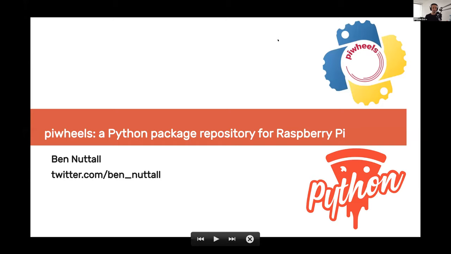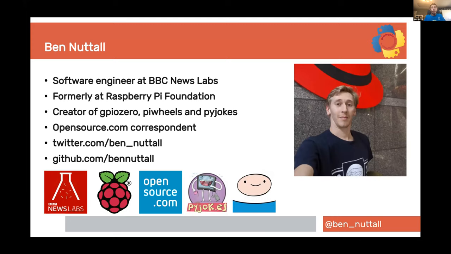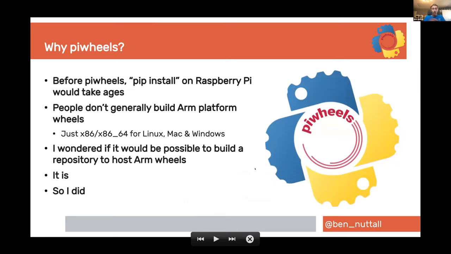So I'm going to be talking about PyWheels. First of all, I'm Ben. I work as a software engineer at BBC News Labs, but I only joined them in January. Previously, I was at the Raspberry Pi Foundation. And I've done a lot of Raspberry Pi open source projects, and I'm keeping a couple of those going. I created GPIO Zero, PyWheels, and I'm one of the founders of PyJokes as well, along with Alex, one of the organizers of this. I write for opensource.com about Python and Linux and various other things. This is what I look like in real life, pre-lockdown, and this is what I look like on the internet, Finn from Adventure Time.